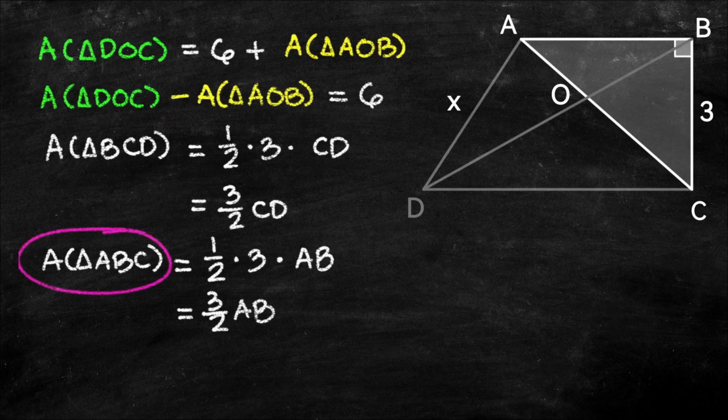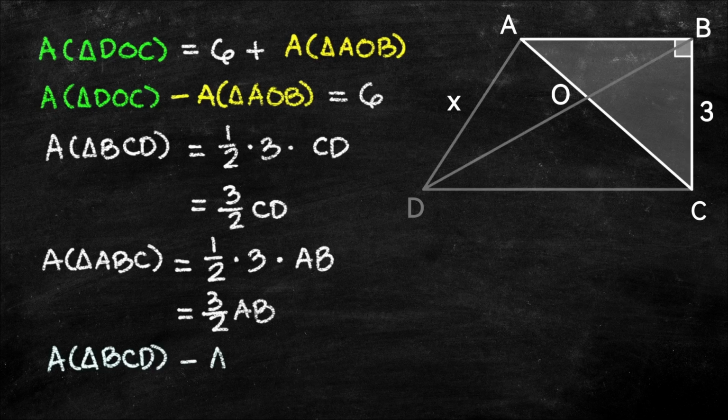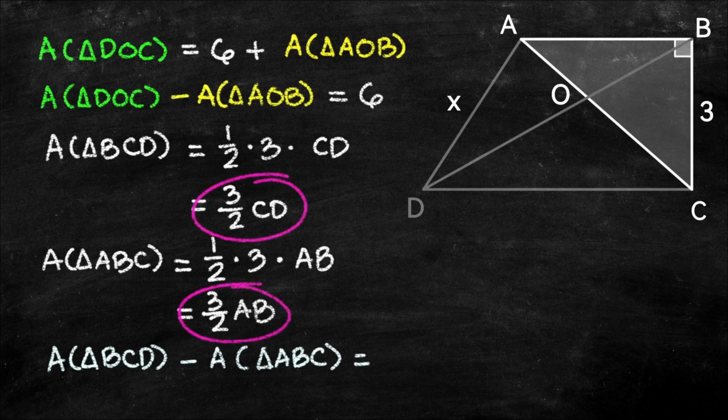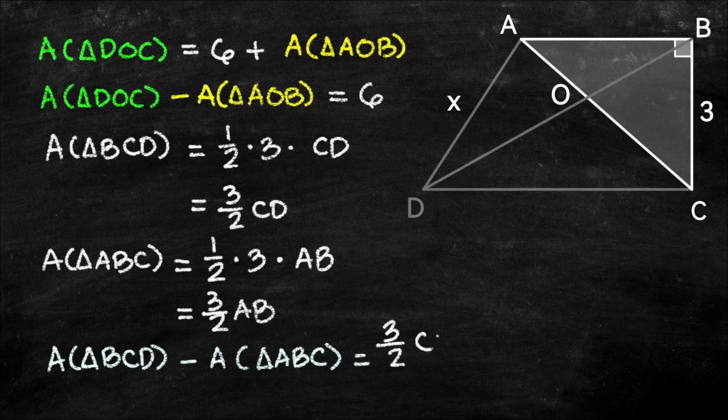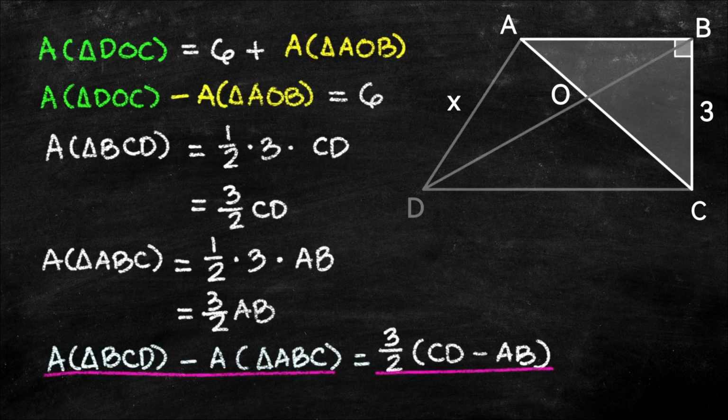Subtract the area of ABC from the area of BCD. So let's subtract area of BCD minus area of ABC. We will then subtract the area expressions. 3/2 CD minus 3/2 AB. Take out the common factor 3/2 to get 3/2 times (CD minus AB). We're going to need this exact equation for later, but for now, let's proceed to the next step.